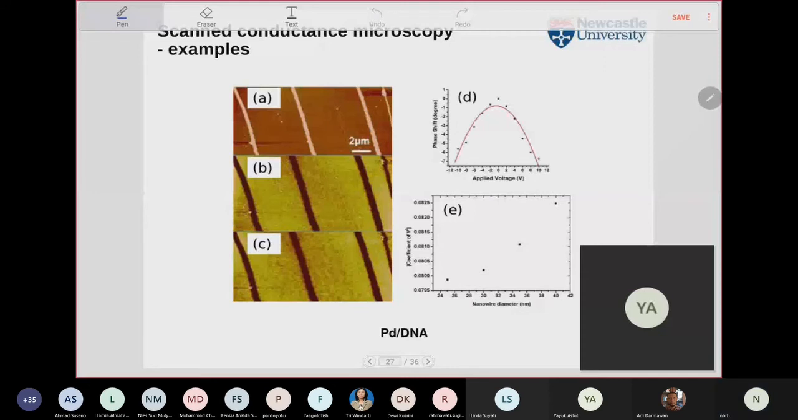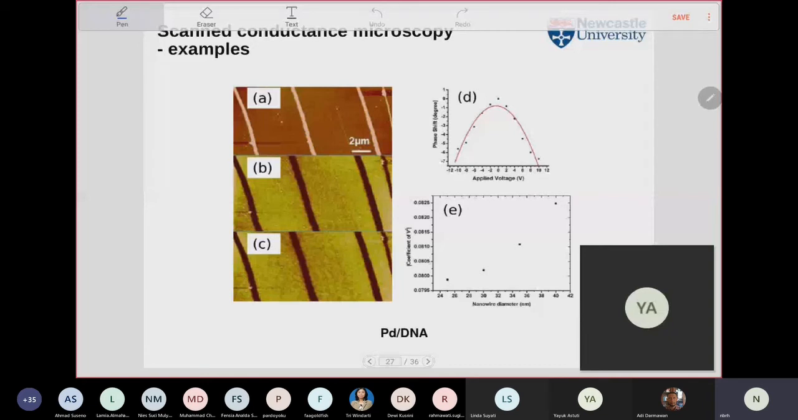And another example, this is palladium on DNA. Image A is the AFM image, an ordinary AFM image in tapping mode, which is acquired at the same time. And that just shows the height variation. You can see three thick palladium coated nanowires, and you can see a lot of bare DNA molecules in between.